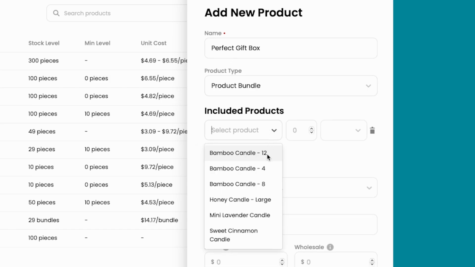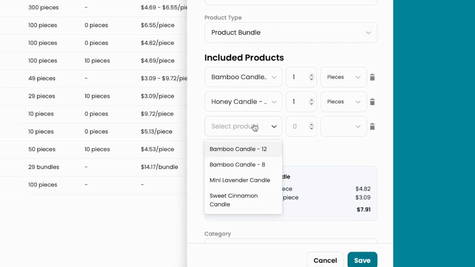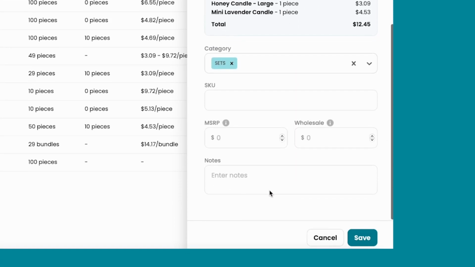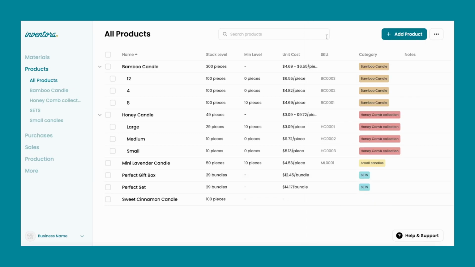Next, you're going to include the products that you want to have in it. We also give you your cost breakdown per bundle, add a category, if you want an SKU, the retail price and wholesale price, and also some notes. Click Save, and your bundle is going to be already created.